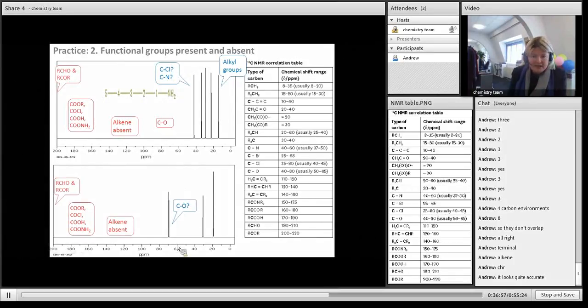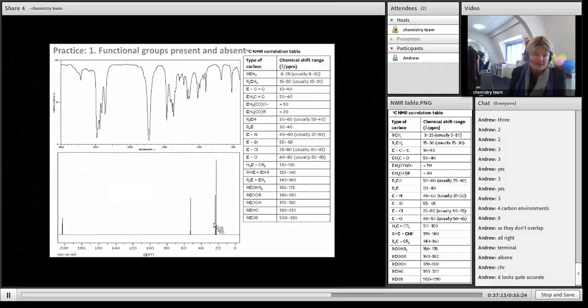Whereas here, if I go through those areas, I've definitely got something that's very electronegative, and it's most probably an oxygen. So if you have a look, that's carbon 1 attached directly to an OH group. And I've got the 3 carbon environments with the 2 methyls in the same environment.